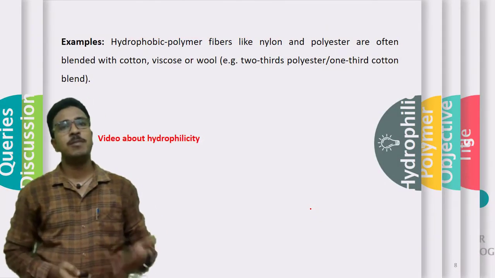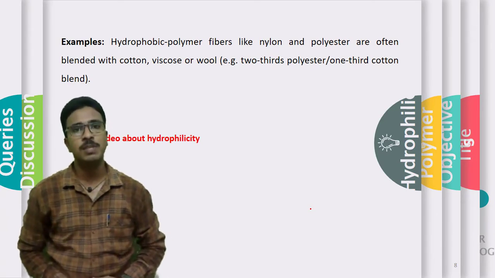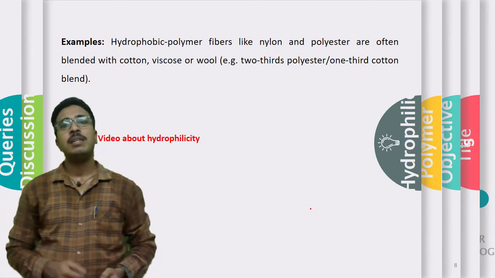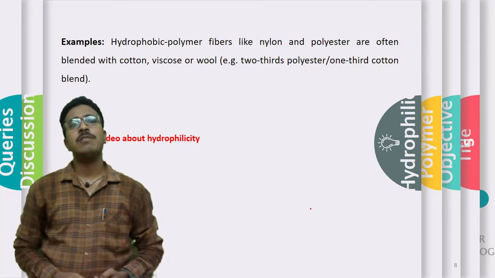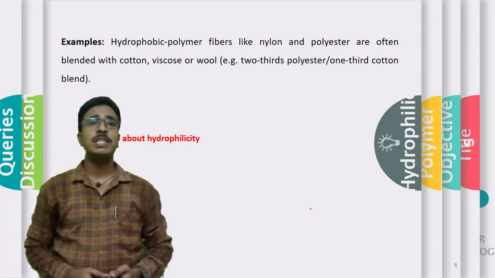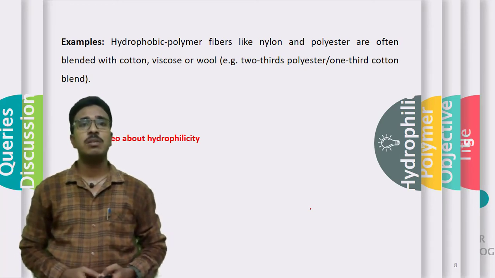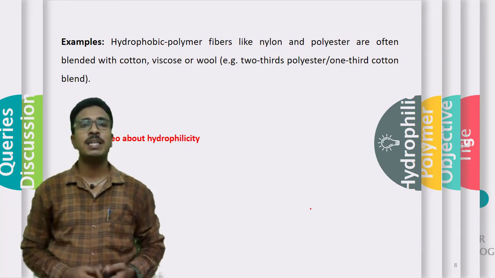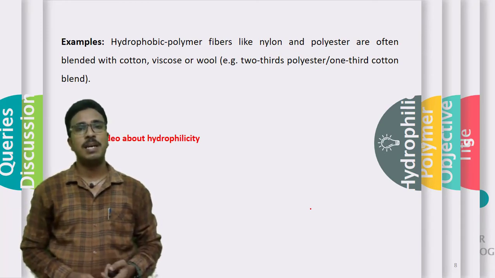If you look at some examples of hydrophobic polymers, fibers like nylon and polyester are often blended with cotton, viscose and wool to make them comfortable to use in apparel.